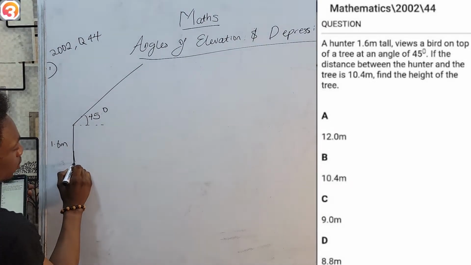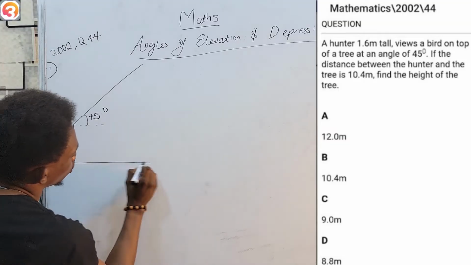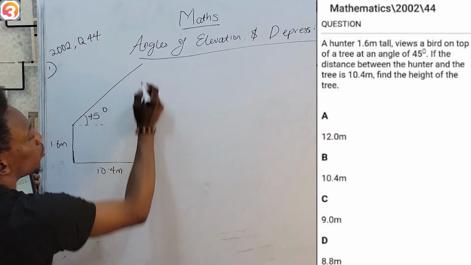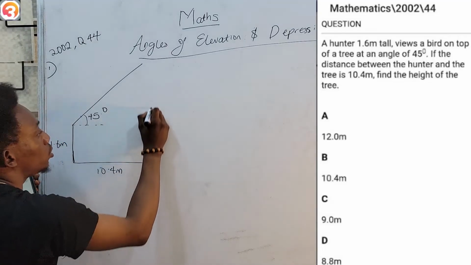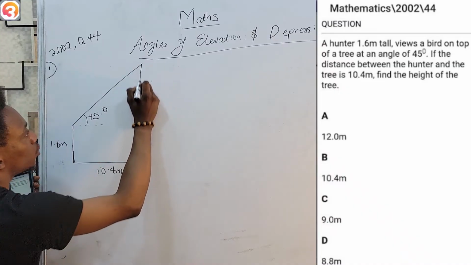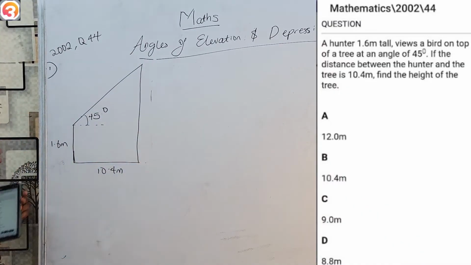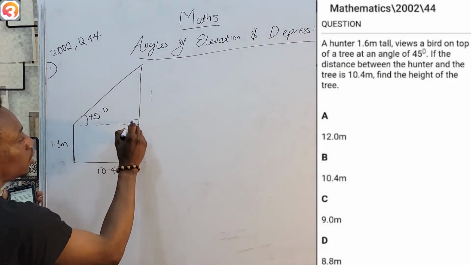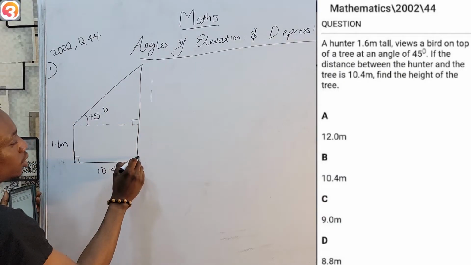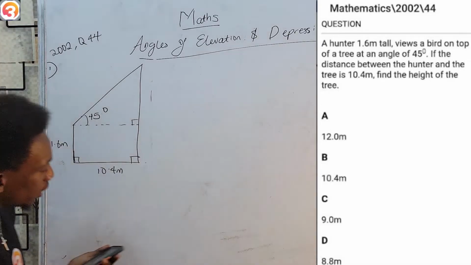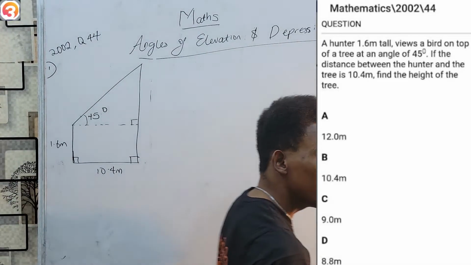Okay, next, if the distance between the hunter and the tree is 10.4 meters, so this is his leg on the ground, the distance from him to the tree is 10.4 meters. That must mean that the tree is going to be, make it a bit smaller, somewhere there. So of course, if I continue, this here is 90 degrees, 90 degrees, 90 degrees. Okay, we have been asked to then find the height of the tree.